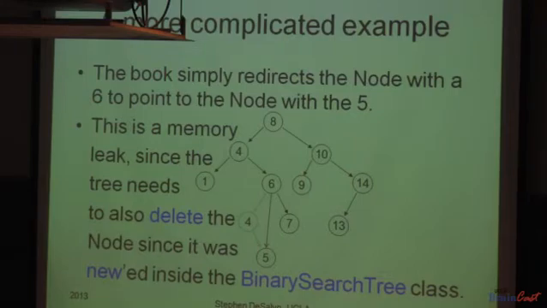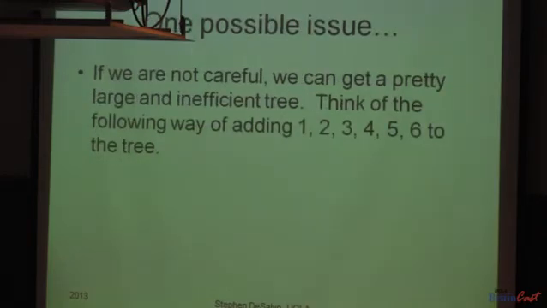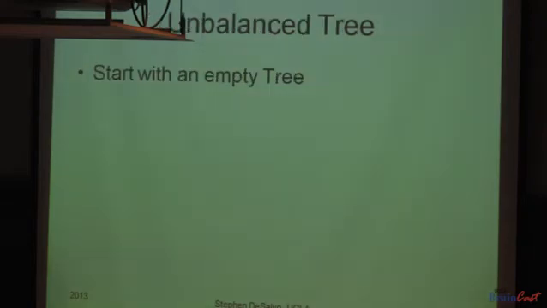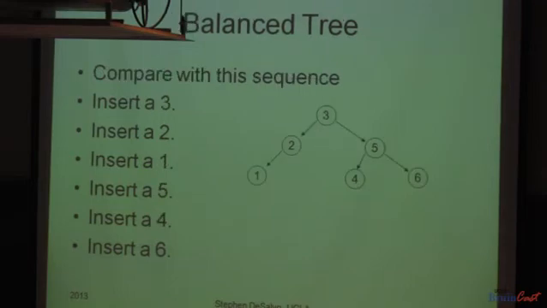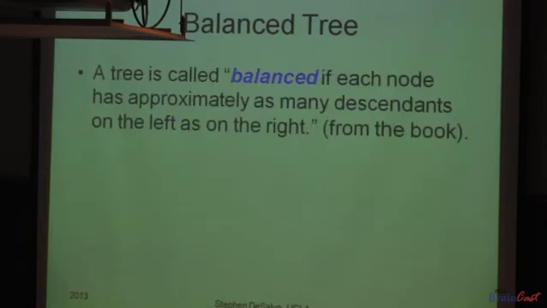Okay, so we're almost done. Again, if we're not careful, we can get a pretty large and inefficient tree. If we add in the numbers 1, 2, 3, 4, 5, 6 in order, we get that. That's not ideal. On the other hand, if we inserted them in the order 3, 2, 1, 5, 4, 6, then we do get the kind of structure that we want. And the reason that this is important is because of the following.